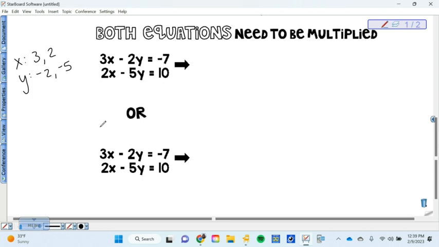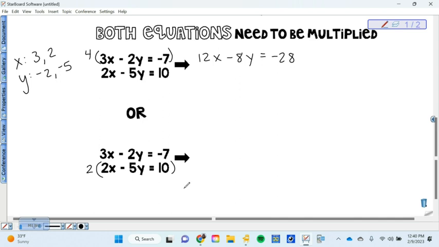What did you say? Multiply what by 2? The top equation or the bottom equation? Bottom? What did you say, Cabrin? Okay. So if I multiply this one by 2, like Keisha said, and you're saying multiply the top one by 4, let's just see what happens here. So if I multiply this top equation by 4, I'm going to get 12x minus 8y equals -28.